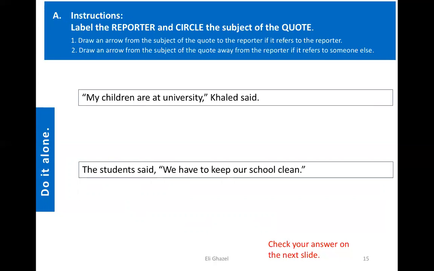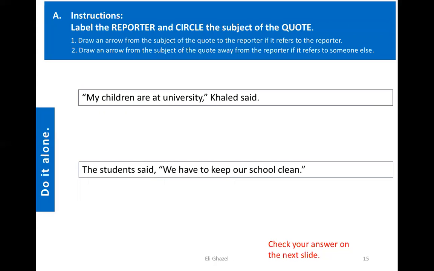We need to understand that students are not only learning one subject. This is not a course. This is part of a school system, and there are 6 to 8 different subjects a day. So we need to help them learn rather than to say, here, I explained it to you, that's enough learning. So the instructions here are: draw an arrow from the subject to the quote, to the reporter, if it refers to the reporter.